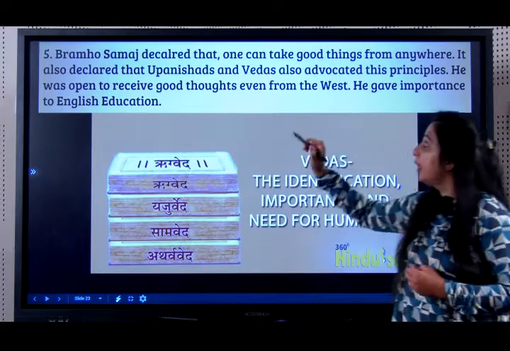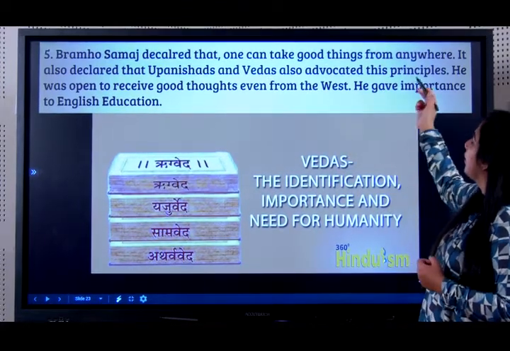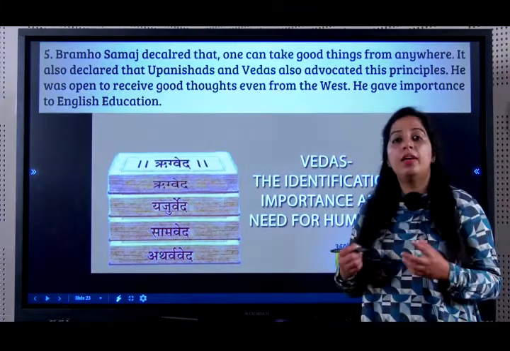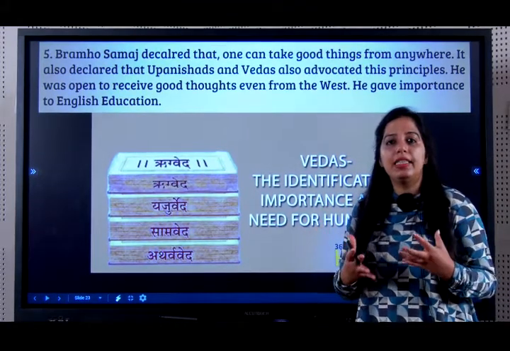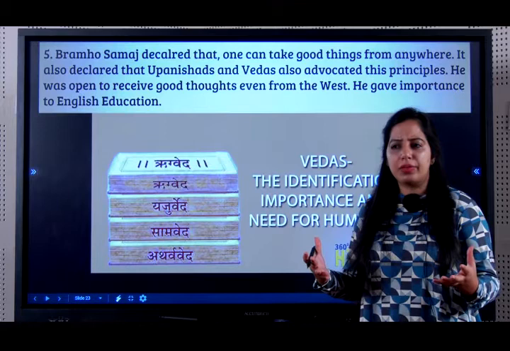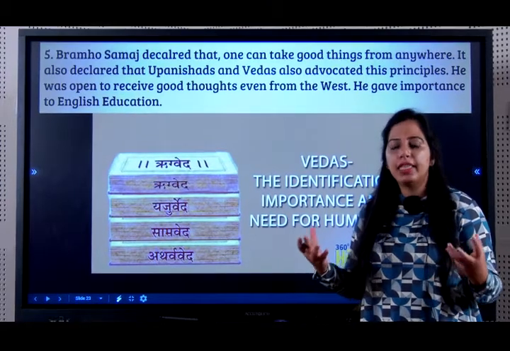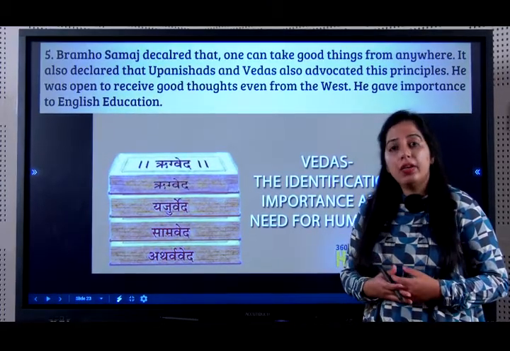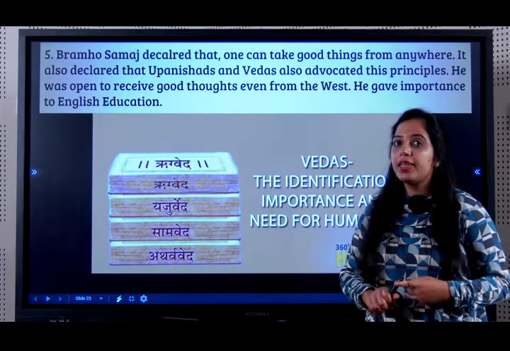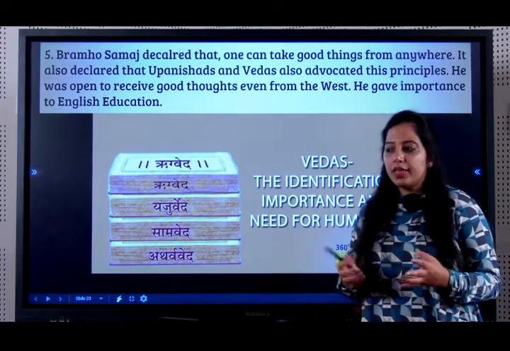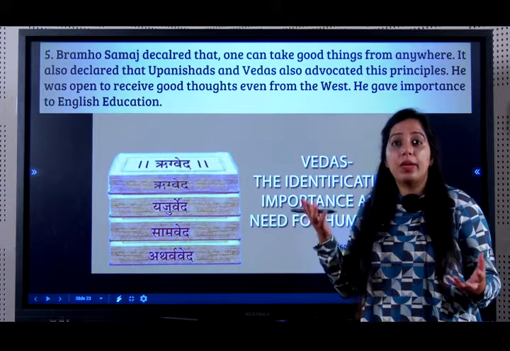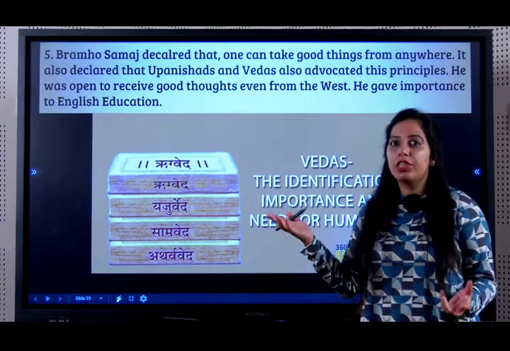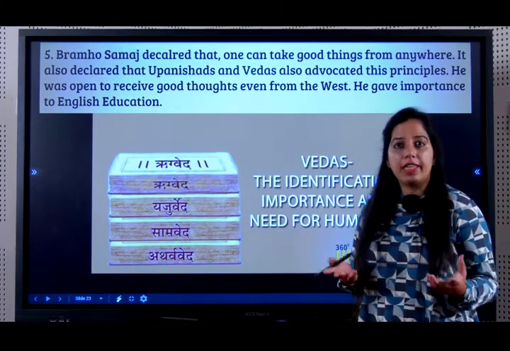Next, Brahmo Samaj declared that one can take good things from anywhere. Brahmo Samaj also declared that when there are good values, it doesn't matter where they are from, they can be accepted. It also said that it's written in the Vedas and Upanishads as well. For example, if there is this value of democracy that we got through English education and it's good, we can imbibe it in our everyday lives.